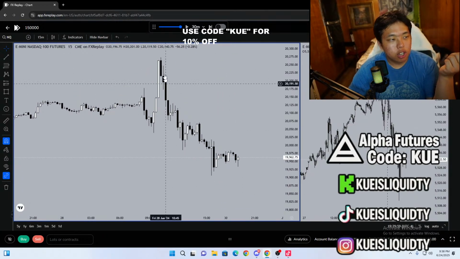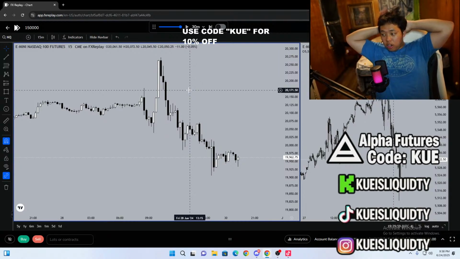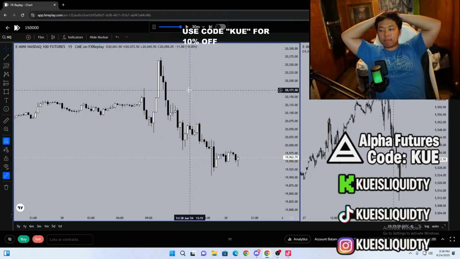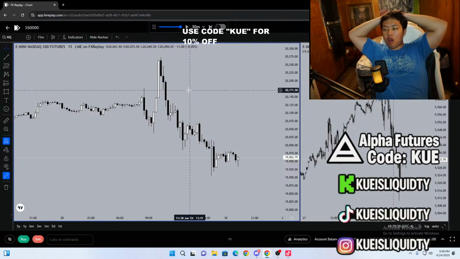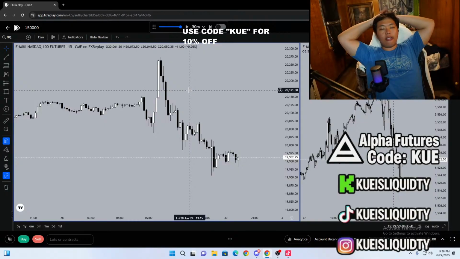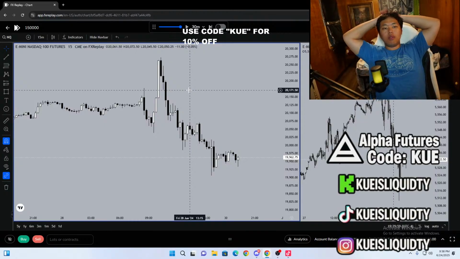So we were bearish. Things like draw on liquidity are so important, bro. Yeah, I saw that we were displacing lower, but draw on liquidity is important.